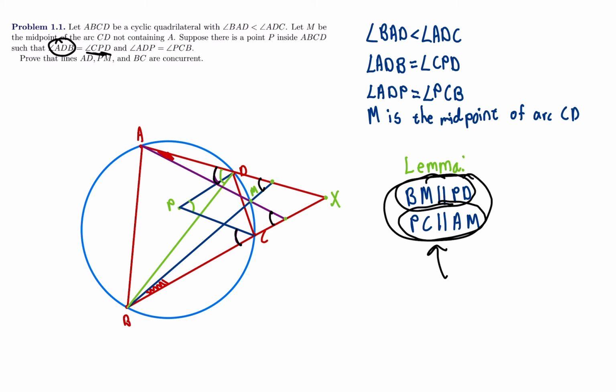But that's true because of the inscribed angle theorem, because this arc equals this arc. So therefore, the two red angles are equal, and so the two black angles are equal, so then the two purple angles are equal. So now we just need to verify the second.